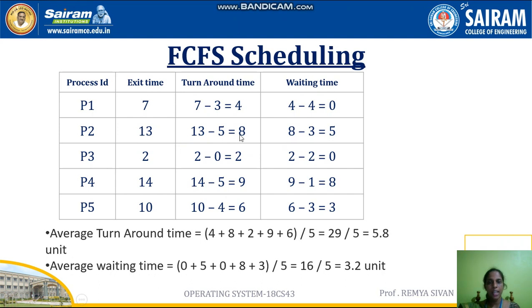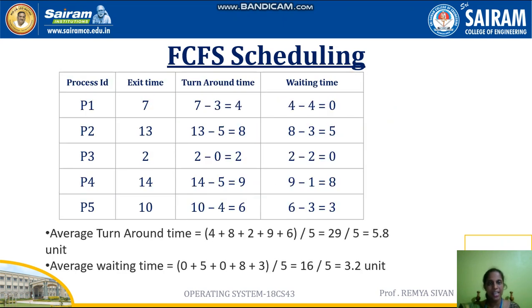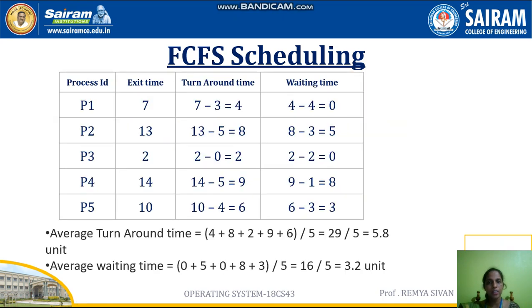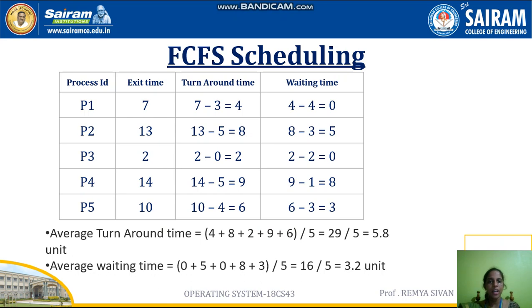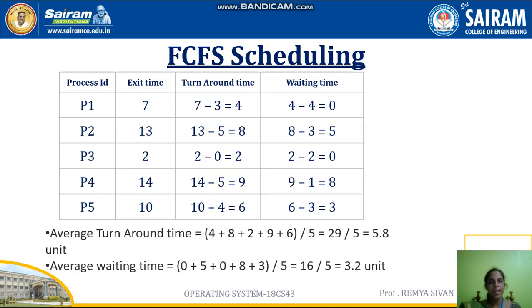P2 turnaround time is 8, burst time is 3. So 8 minus 3 is 5. P3 turnaround time is 2 and burst time is 2, so 0. P4 turnaround time is 9 and burst time is 1. So 9 minus 1 is 8. P5 turnaround time is 6, burst time is 3. So 6 minus 3 is 3. So this is the waiting time.